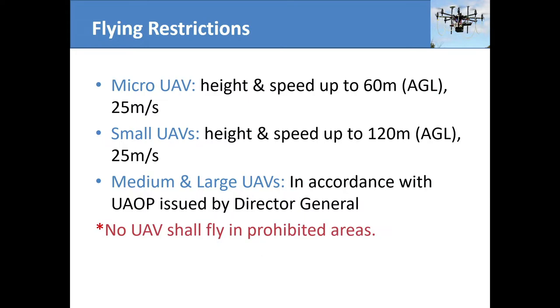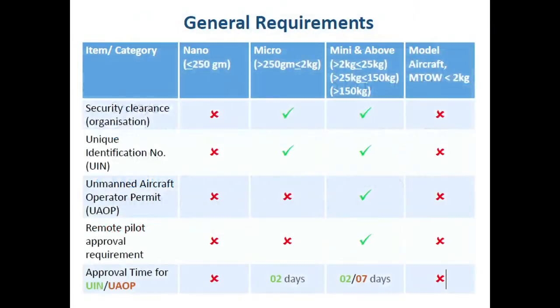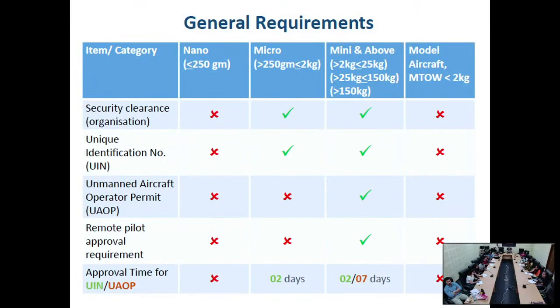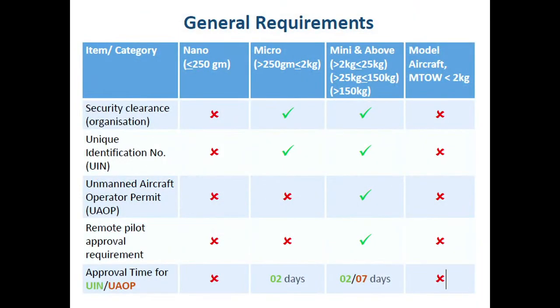Micro UAV, say, height and speed are limited up to 60 meters and 25 meters per second, like that. Small and medium too. No UAVs can fly in prohibited areas. And these are some general requirements that I was saying.